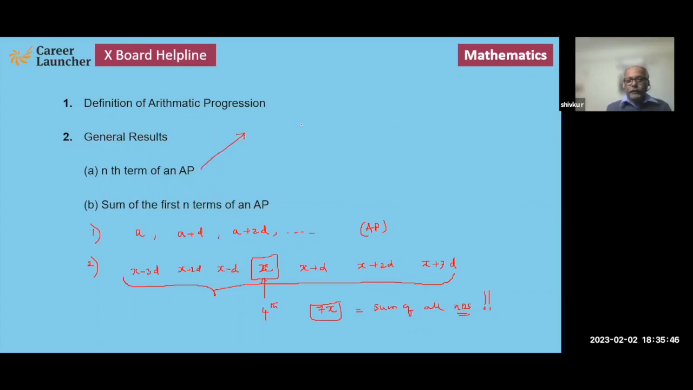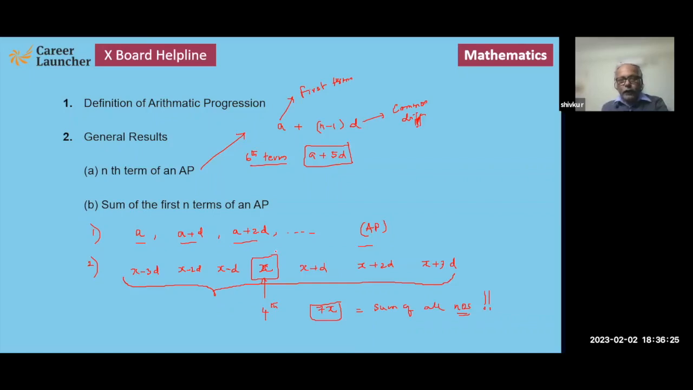Acha. Now, what are the terms? Suppose these are the terms of an arithmetic progression. When I'm talking about the third term, I'm getting a plus 2d. If I take the fourth term, I'll get a plus 3d. So in general, the nth term of an AP is given by a plus n minus 1 into d. For example, if I'm talking about the sixth term, it will be equal to a plus 5 times d, right? Remember, a is the first term and d is the common difference.